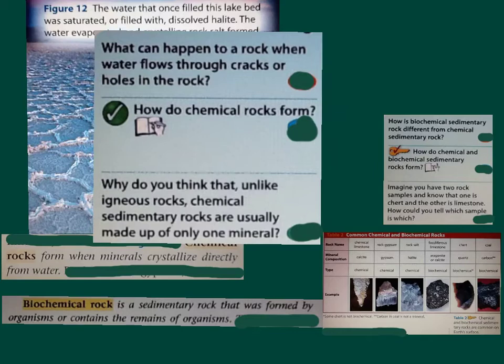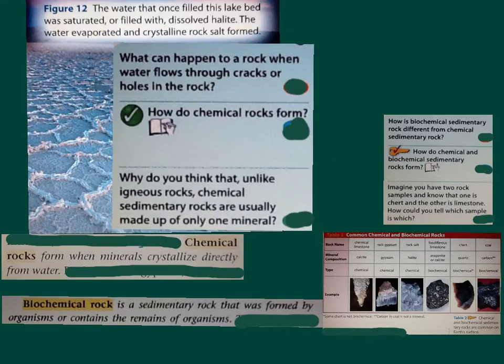What can happen to a rock when water flows through cracks or holes in the rock? The second one would be, how do chemical rocks form? And the third one is this one here: why do you think that, unlike igneous rocks, chemical sedimentary rocks are usually made up of only one mineral? Again, you're writing one of those three questions in your science journal and you're answering it.